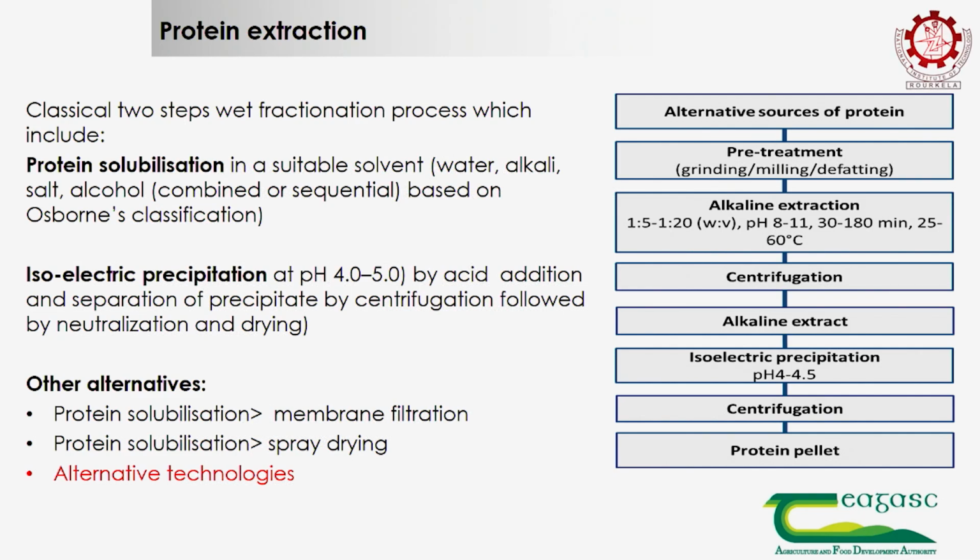on my right side is: whatever is the source of the protein, pre-treatment, grinding, milling or defatting, removing lipids, alkaline extraction, centrifugation, you get alkali extract. Here, instead of centrifugation, you can have a membrane to remove the alkali extract versus residue. Then use a conventional method of isoelectric separation or precipitation. You centrifuge it, again you can use a membrane here, to get your protein pellet.